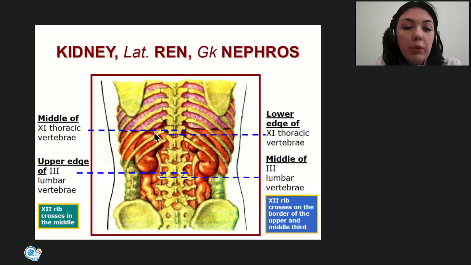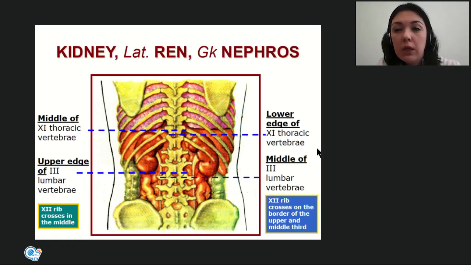So superior pole of the left kidney is located at the middle of the 11th thoracic vertebra, when superior pole of the right kidney is located at the lower edge of the 11th thoracic vertebra. Inferior pole of the left kidney is located at the upper edge of the third lumbar vertebra or at the lower edge of the second lumbar vertebra. It's actually the same. And the inferior pole of the right kidney is located at the middle of the third lumbar vertebra.